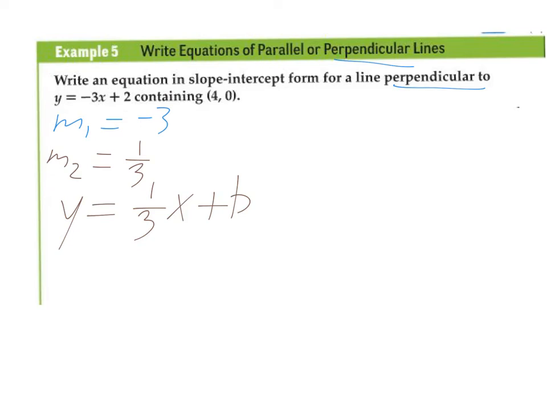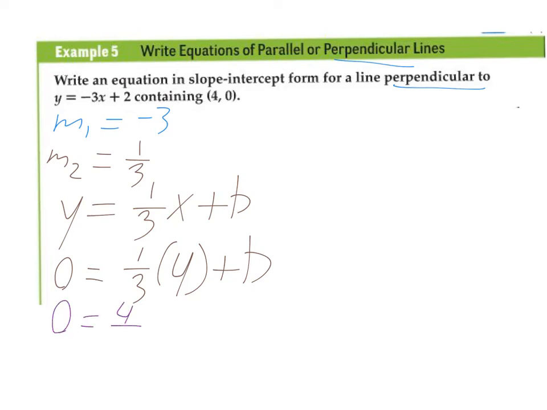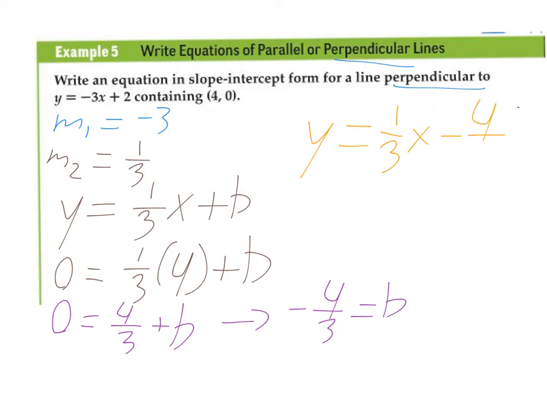So rewriting this equation, we have 0 is equal to 1/3 times 4 plus b, which, if we simplify it down a little bit, 0 is equal to 4/3 plus b, or put it a different way, negative 4/3 is equal to b. So the equation in slope-intercept form for a line perpendicular to y equals negative 3x plus 2 containing the point 4, 0, well, that's going to be y is equal to 1/3 x minus 4/3.